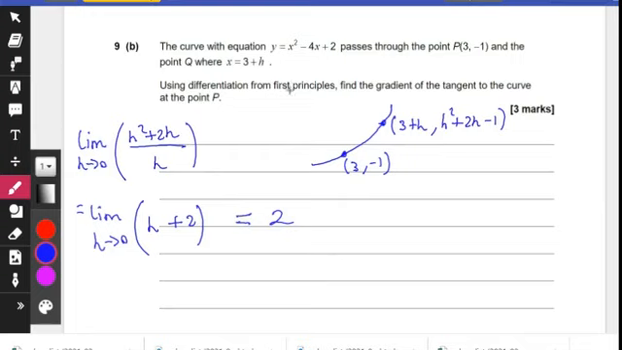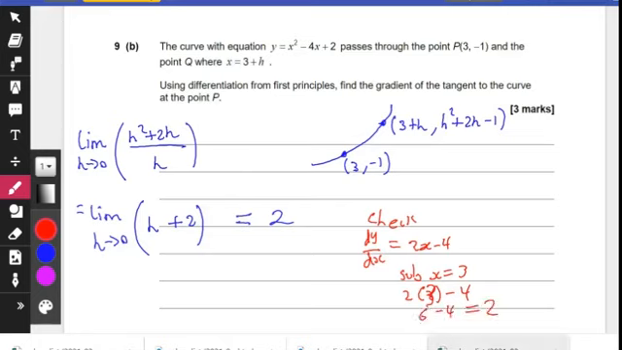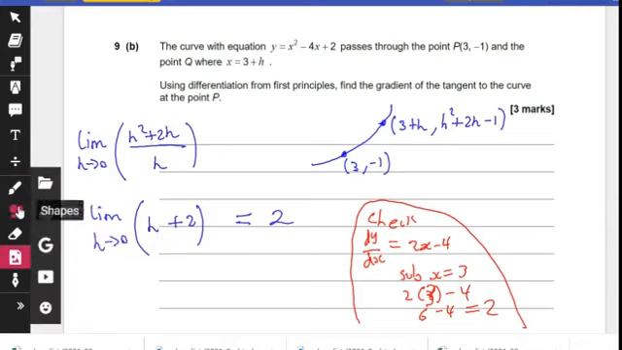We can check this if you really wanted to, though this wouldn't count as part of your answer, by actually differentiating the way we know how. If you really wanted to do this, dy/dx equals 2x minus 4, and then substitute x equals 3, giving you 2 lots of 3 minus 4, giving you 6 minus 4, which equals 2. That's if you wanted to check. But this would not get you the marks. What I've written in red is just a check. The bit in blue, differentiation from first principles, is how you would go about doing it.